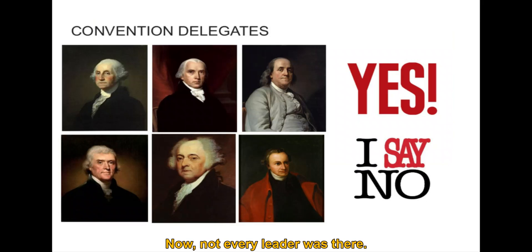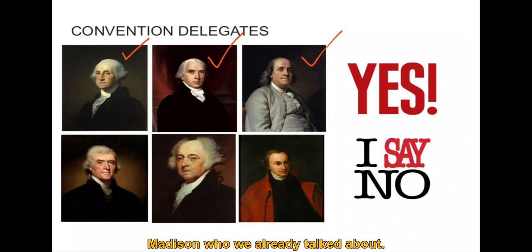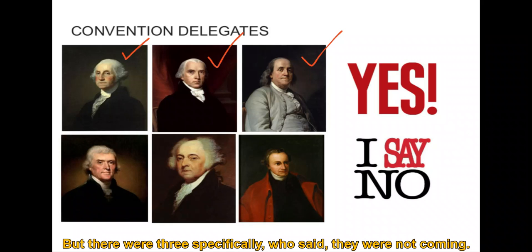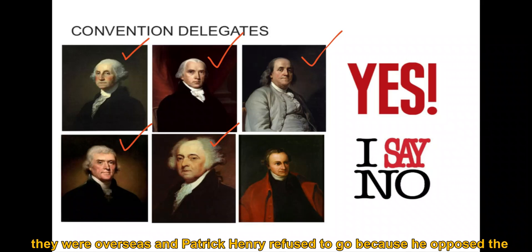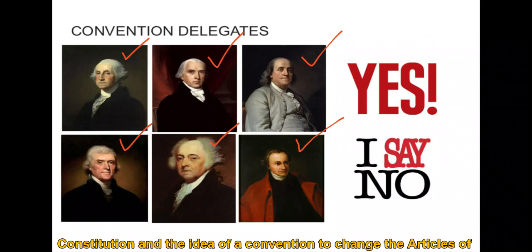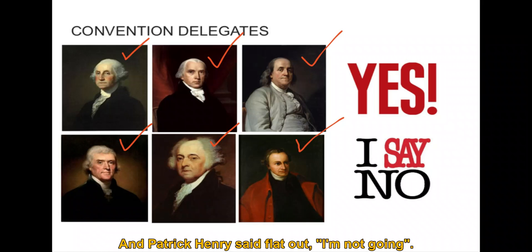Now, not every leader was there. So again, we have George Washington and Benjamin Franklin and James Madison, who we already talked about. But there were 3 specifically who said they were not coming. Thomas Jefferson and John Adams were not at the meeting because they were overseas. And Patrick Henry refused to go because he opposed the Constitution and the idea of a convention to change the Articles of Confederation. So Jefferson and Adams were overseas, and Patrick Henry said flat out, "I'm not going."